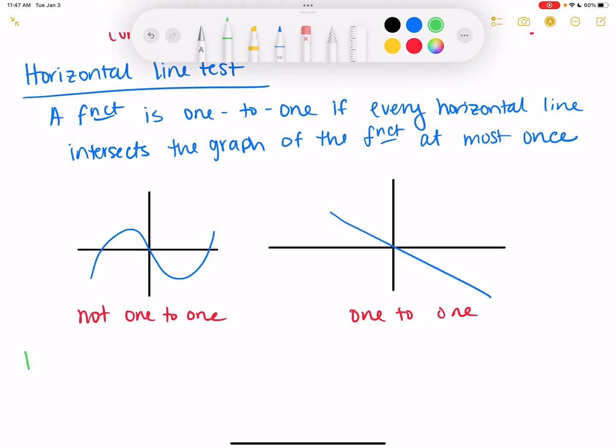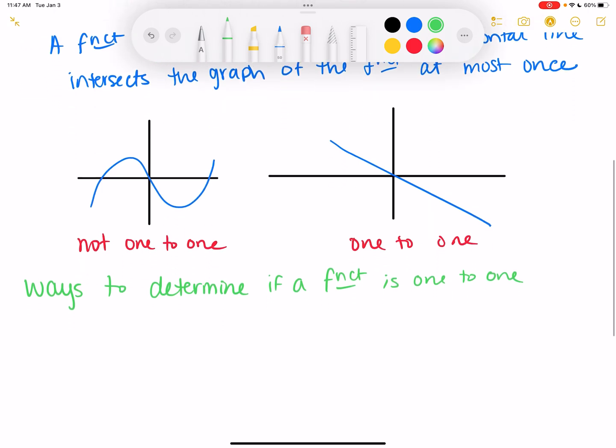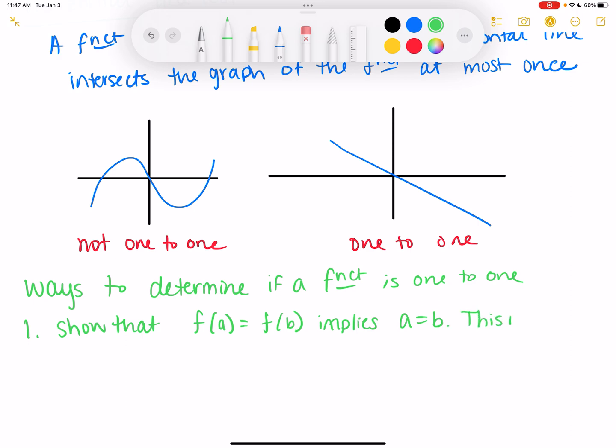So then, some ways to determine, other than just graphing it and looking at it, if a function is one-to-one. First, show that f of A is equal to f of B implies A is equal to B. This means f is one-to-one.